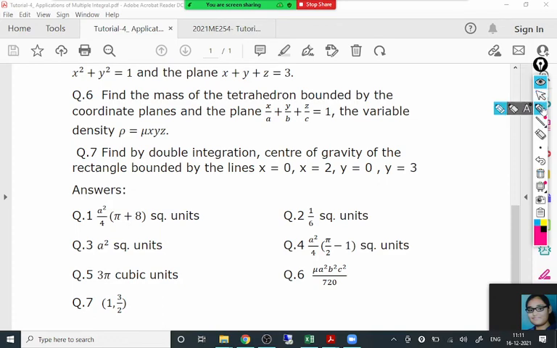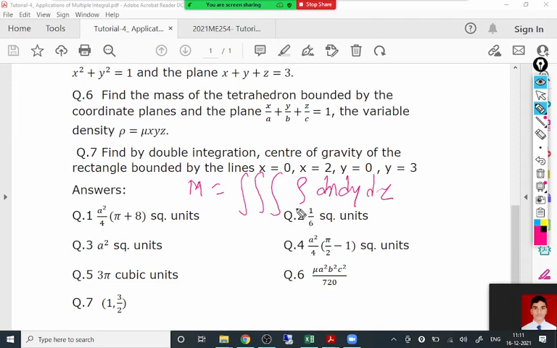Already we discussed the triple integral of rho into volume, dx dy dz. Mass is a triple integral of rho dx dy dz. Okay, that's a formula, where rho is actually the density function. The density is generally given in the question. If not given, you have to take rho equal to 1. Right now it is given, so no need to take that as 1.